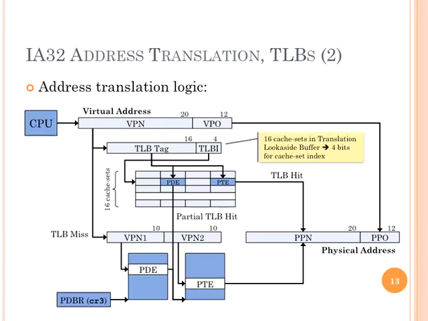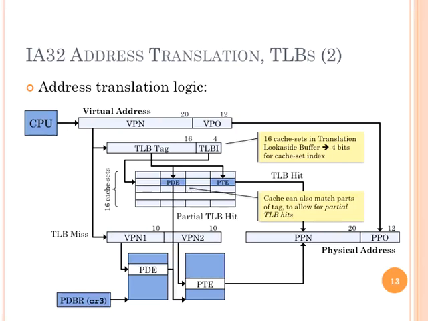So I mentioned that there's 16 cache sets. So we have 4 bits for the set index. Now remember that we're using the top 20 bits to access this translation look-aside buffer. So 20 bits minus the 4 bits for the set index leaves 16 bits for the tag that tells us if this page is actually in our translation look-aside buffer. This is all basically the hardware caching stuff we've already talked about.